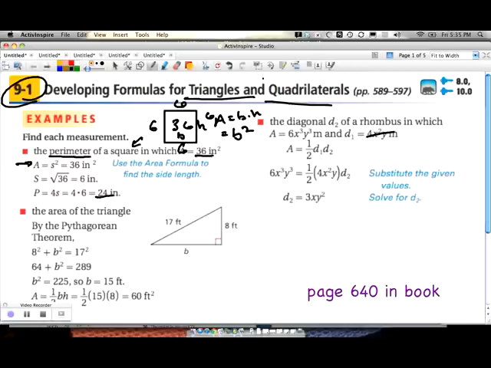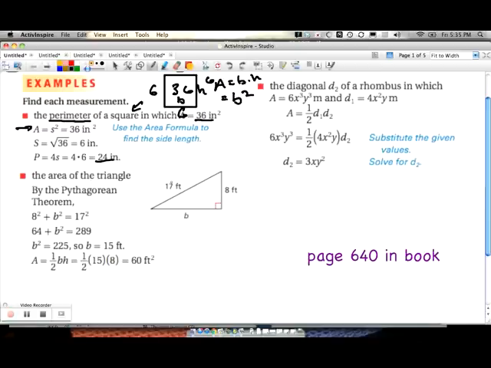Similarly, when we talk about this one where it says the area of a triangle using the Pythagorean theorem, well, we noticed that the hypotenuse is 17 and one of the legs is 8. So I got to figure out how to get the third side, and that's what they do here. They set up a Pythagorean theorem looking for this third side, and they realized that b squared is 225. So then if they take the square root, we get 15. So b right here, this equals 15.